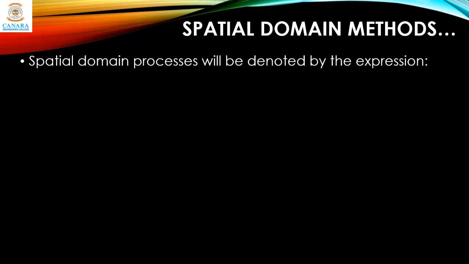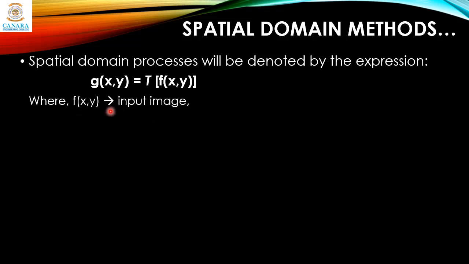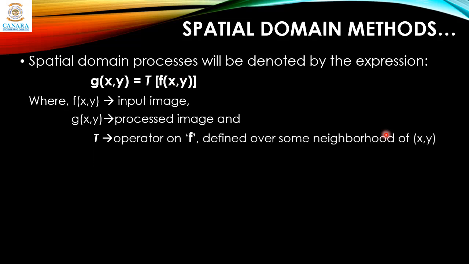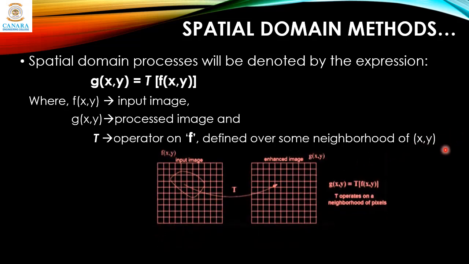Spatial domain process will be denoted by the expression g of xy equal to T of f of xy. Here f of xy is the input image, g of xy is the processed or output image, and T is an operator on f defined over some neighborhood of f of xy. And this is how it looks actually. This is the input image, and this is the enhanced or output image g of xy. And T operates on a neighborhood of pixels.